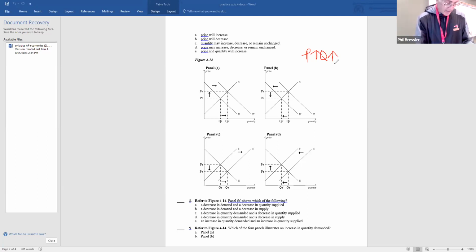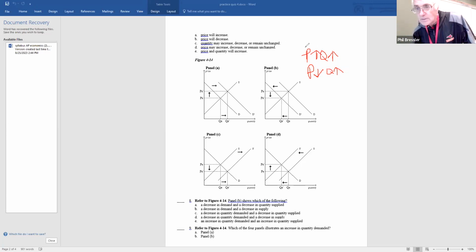Then they also asked here, what happens if demand and supply increases? All right, here is my supply increase. I know because supply is shifting to the right. I have here price down, quantity up. So in this one, I know price is indeterminate. It could go up, down, or stay the same, but I know quantity is going to increase. So let me go back to the problem and see which answer I'm going to pick.